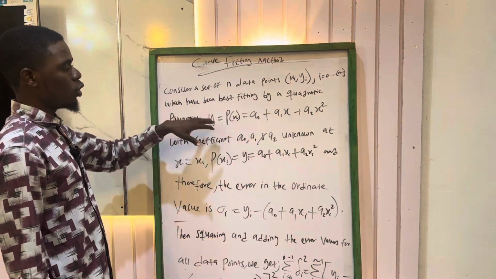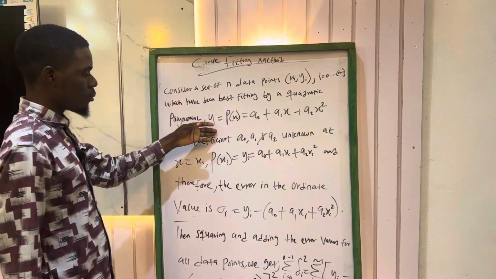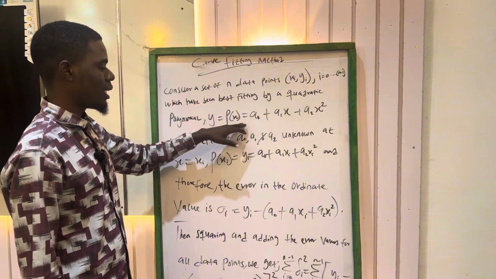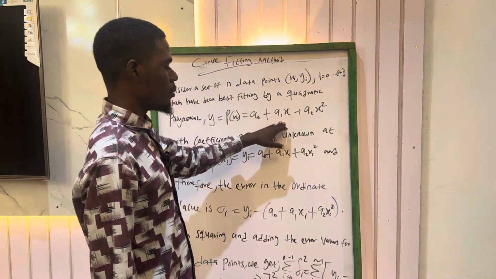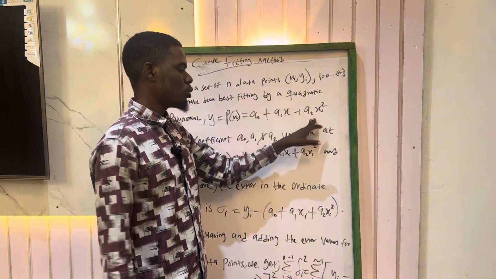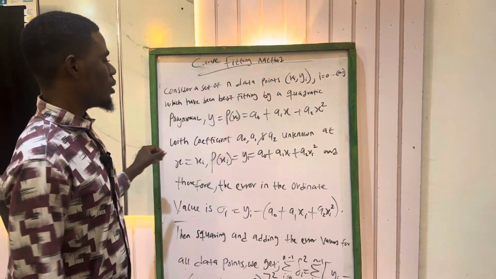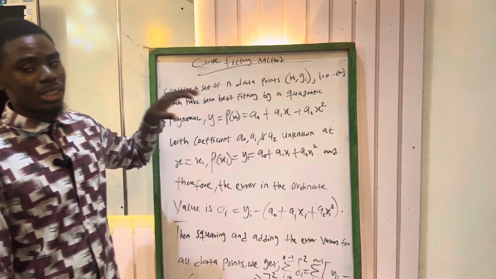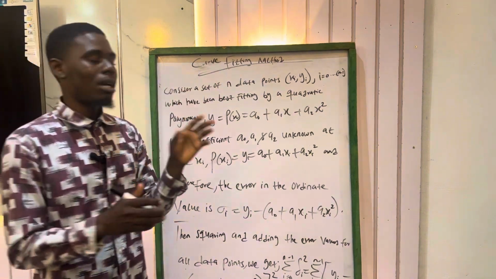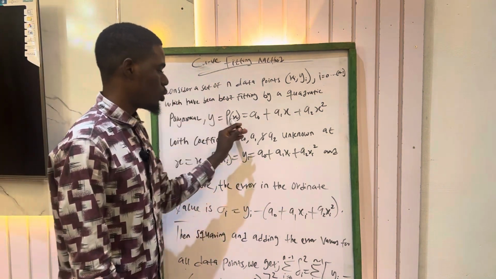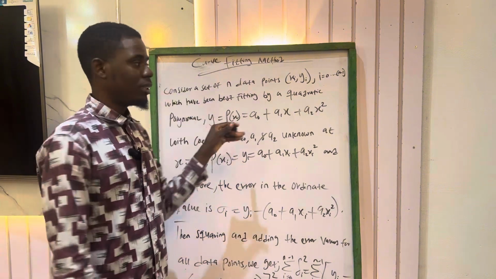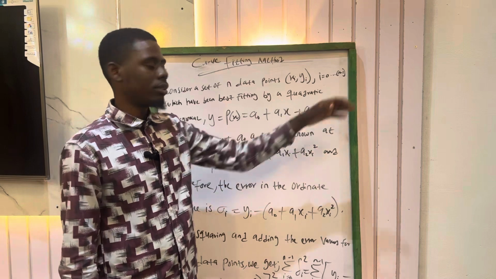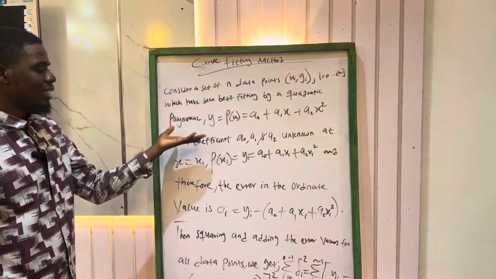This is the quadratic polynomial for this curve fitting method, that is y, which is equal to p of x. Our equation for this curve fitting method is a naught plus a1 multiplied by x plus a2 x squared. Now this is the equation that has been best fitted to represent those data points. Just understand that part. This equation was best fitted to represent the data points that were given. The coefficients here are still unknown.